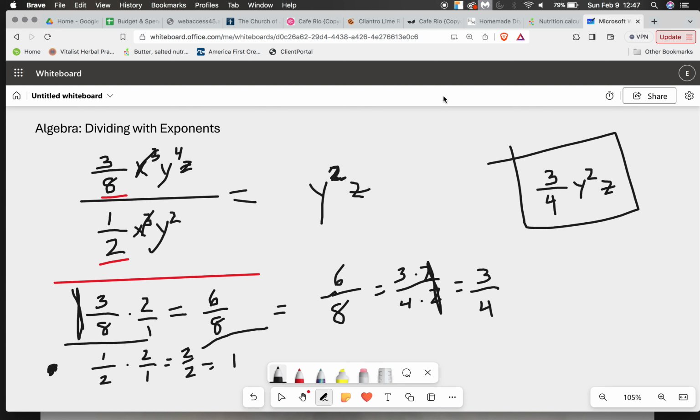All right. That should be the answer. Hopefully you are feeling prepared to tackle your worksheet. And if there are any questions or problems, let me know.